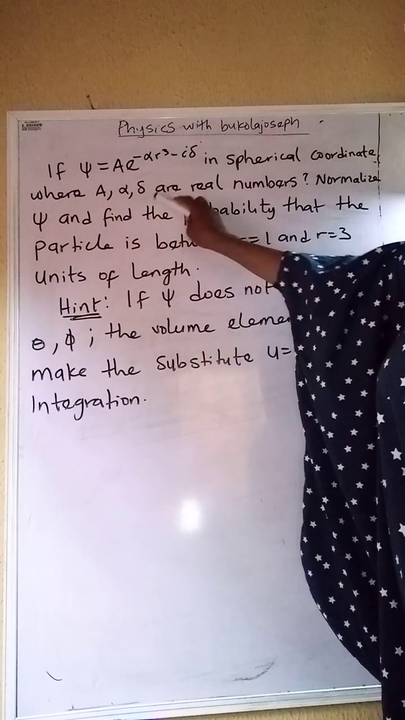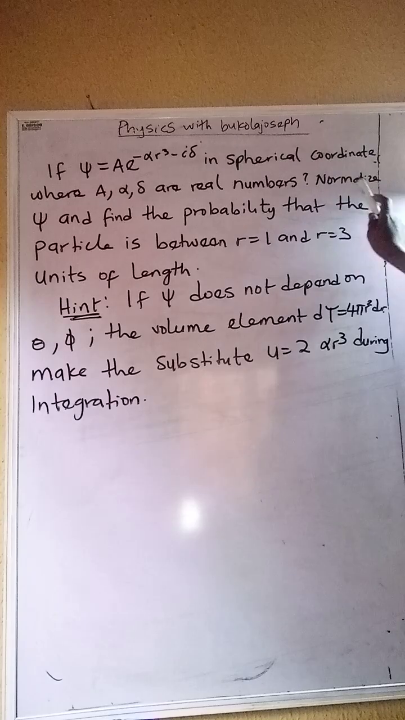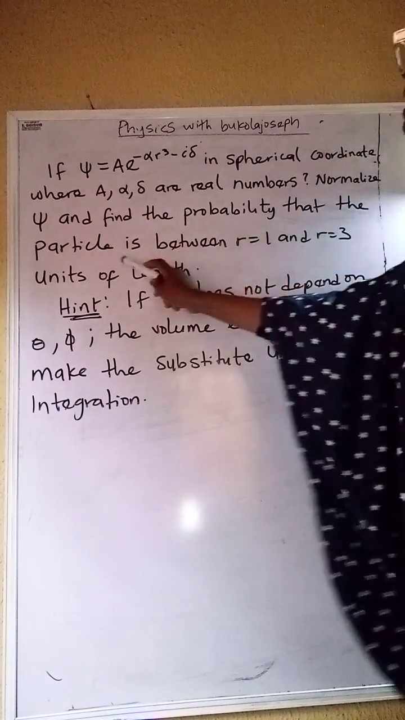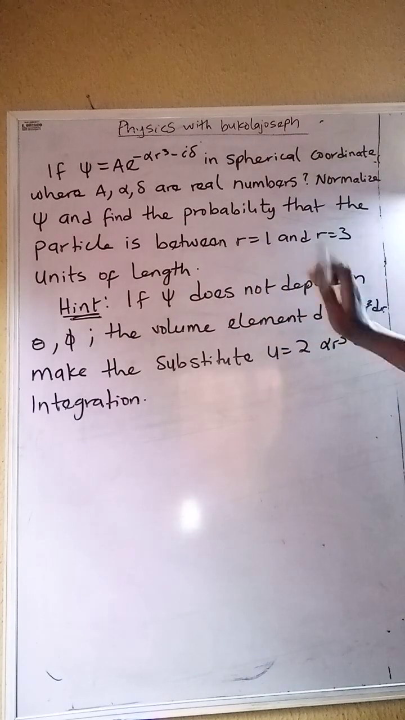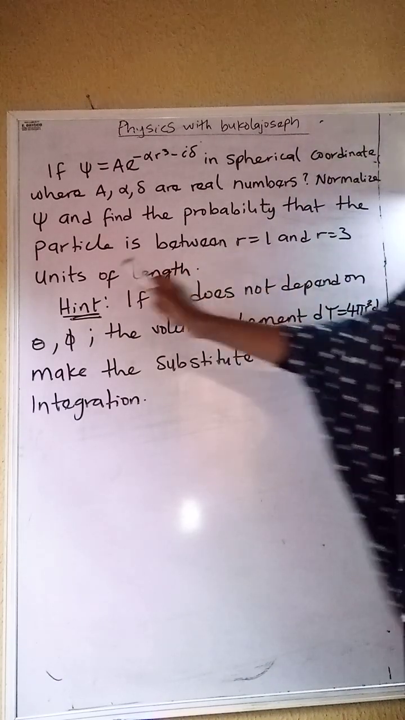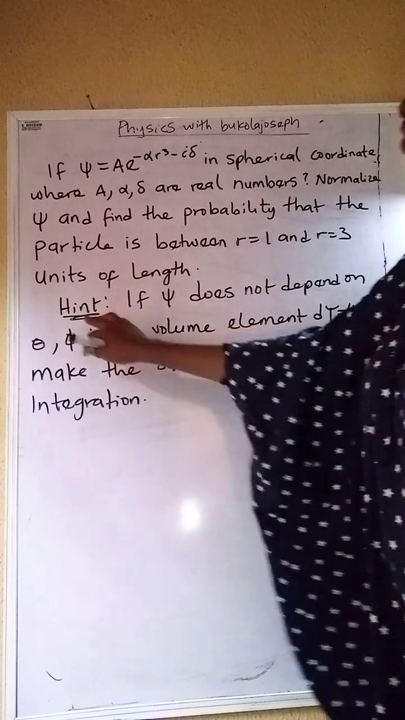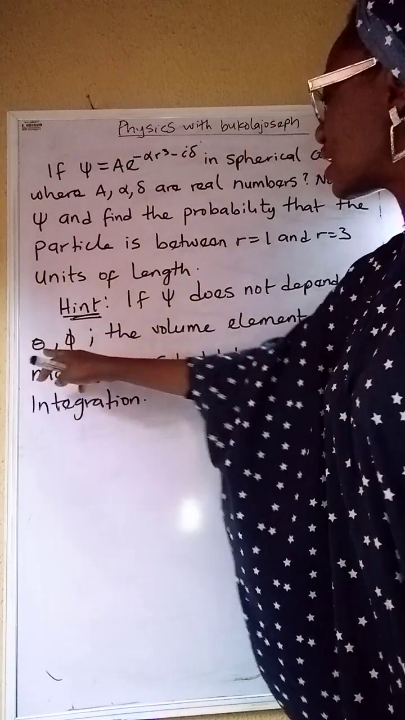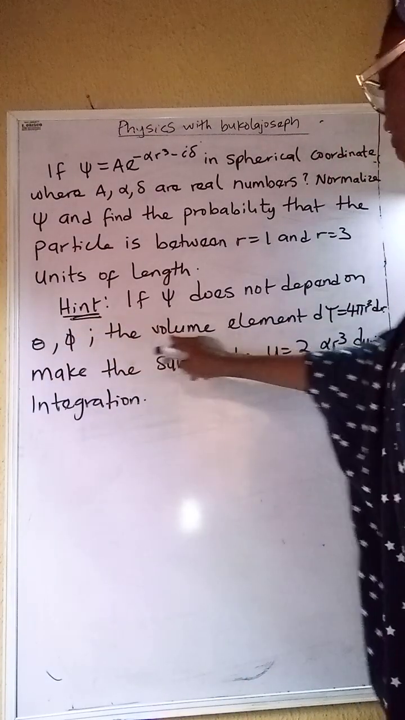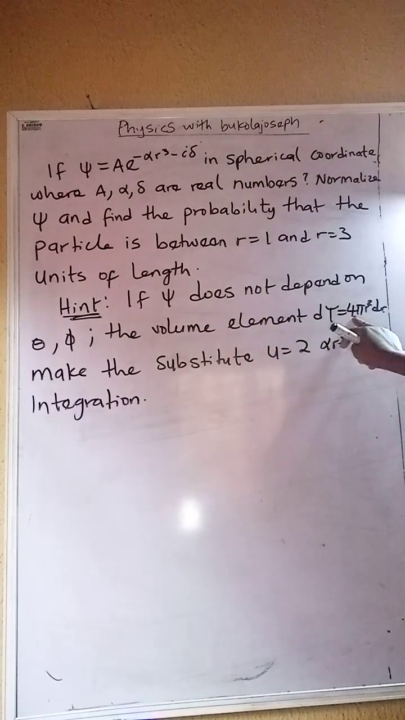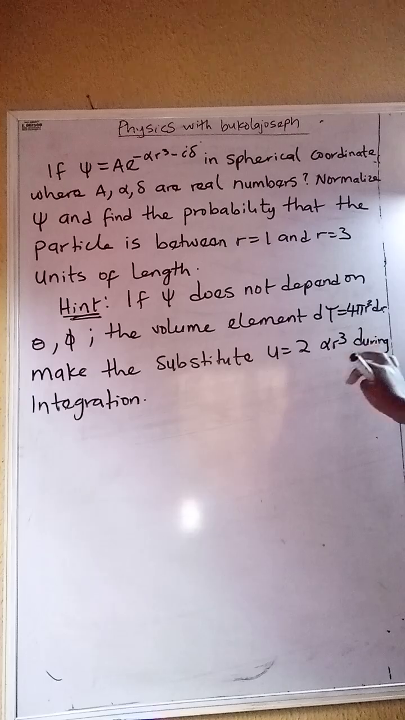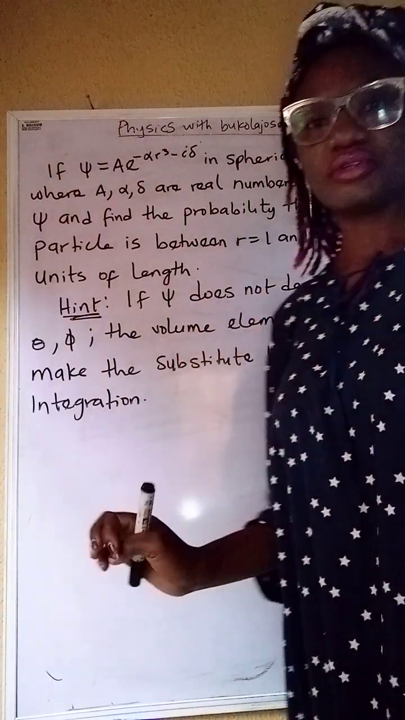a, alpha, d are real numbers, normalize psi and find the probability that the particle is between r equal to 1 and r equal to 3 units of length. Now we are given a hint: if psi does not depend on theta, phi, the volume element dτ is equal to 4 pi r squared dr. Make the substitution u equal to 2 alpha r cubed during integration.